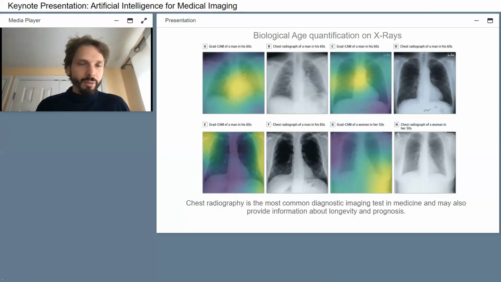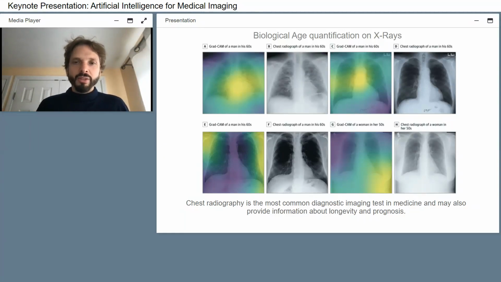So for asymptomatic individuals that do not have any radiological findings, that got an X-ray, can we, for example, use a deep learning network to extract that information from these X-rays and then predict longevity, right? And can we also do this better than BMI and muscle mass and fat mass, for example? That is something that we are now investigating.